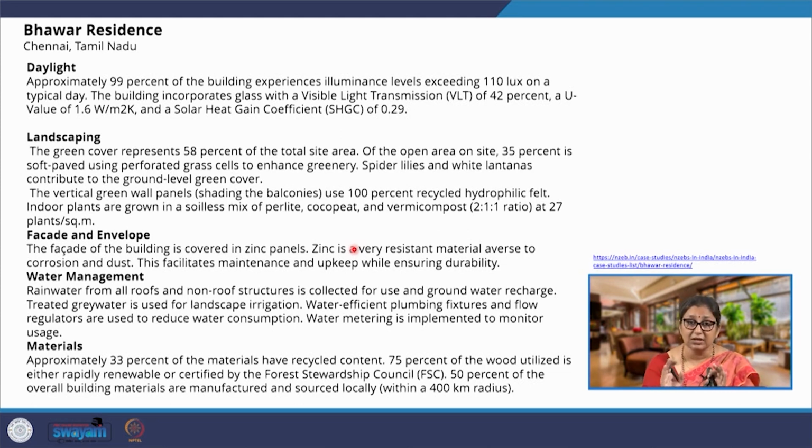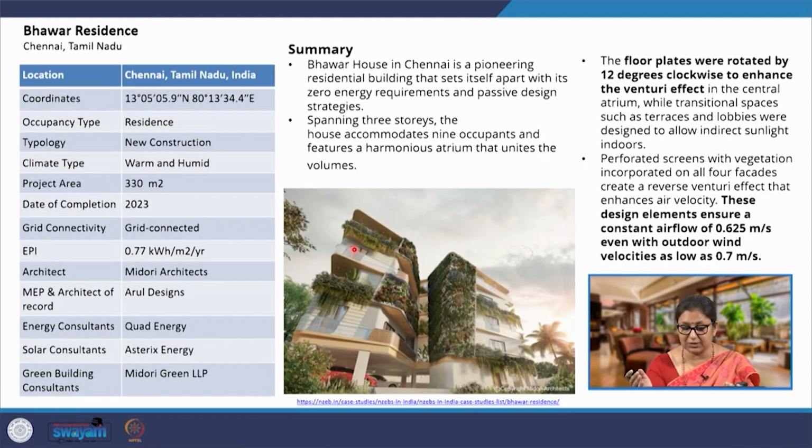99% of the times the illuminance levels are exceeding 110 lux, which implies that none of the habitable areas in this residence will require artificial lighting during the day, which is a significant cut down on the energy requirement. Then landscaping, a lot of landscaping has been added in this residence, as we can see in this photograph, and this reduces the heat ingress to the inner areas.